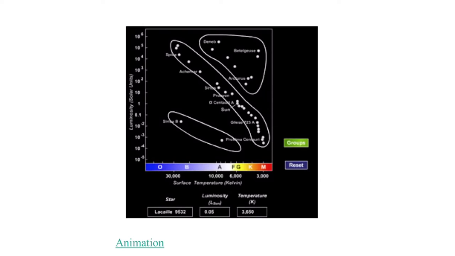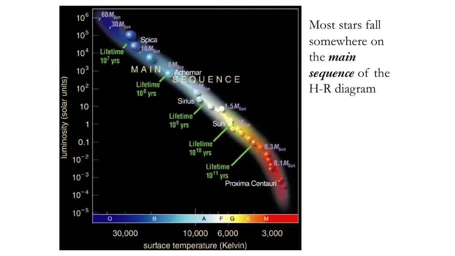Okay, let's talk now about some features of the HR diagram. If you just take a census of all of the local stars in the galaxy and plot them all on the HR diagram, luminosity versus surface temperature, 90% of them will fall in a fairly straight line from hot and bright. So again, the upper left-hand corner of this diagram is the most luminous stars and the hottest stars, all the way down to the lowest temperature and lowest luminosity stars down here in the lower right.